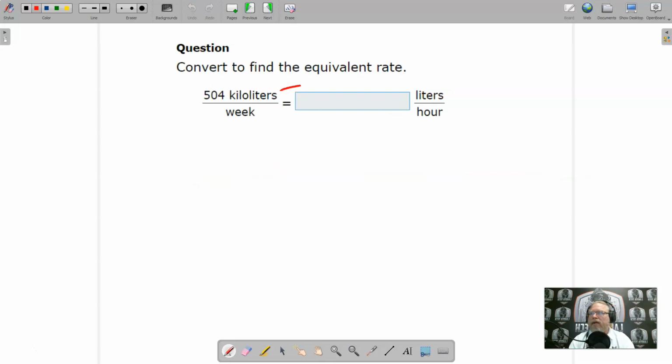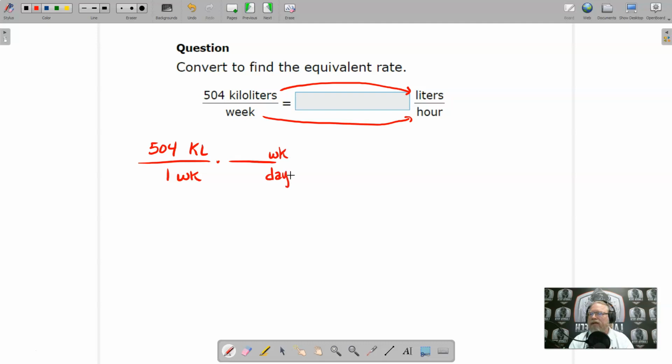On the next one, we're going kiloliters to liters, and we are going weeks to hours. So 504 kiloliters in 1 week. Now let's do our time conversion. Let's do weeks to number of days, and then to get to hours, we're going to do days to hours. Let's fill these numbers in. In 1 week, there are 7 days. And in 1 day, there are 24 hours. So we have our time conversion factors here to get us from weeks to hours.